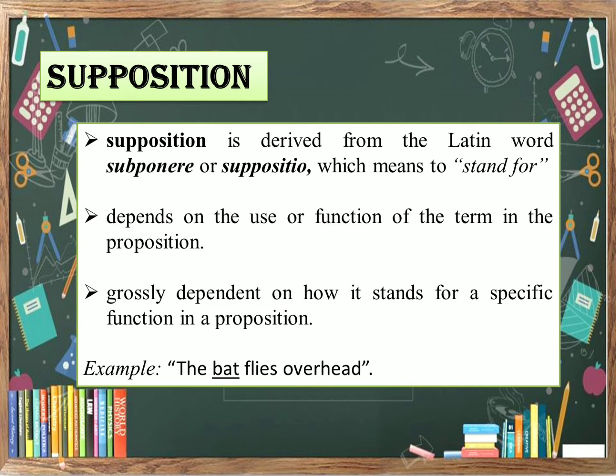With this etymology, logicians define supposition as the precise meaning that depends on the use or function of the term in the proposition, grossly dependent on how it stands for a specific function in a proposition. Example, the bat flies overhead. The bat is the supposition in a proposition.